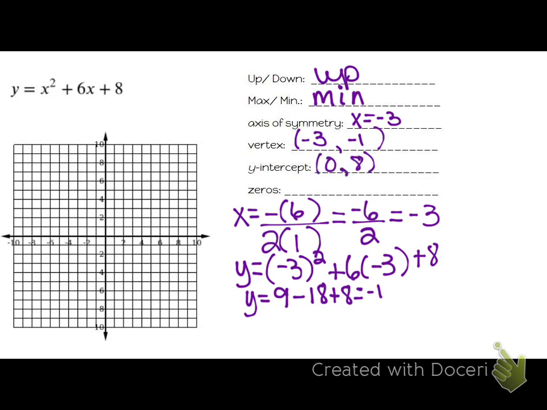And now I'm ready to plot what I know and then figure out what my zeros are going to be. So I'm going to do -3, -1. I'm going to draw my axis of symmetry, which you do not have to draw if you choose not to. Then I have 0, 8. Okay. What's my one other point going to be? -6, 8. Oh, whoops. Needs to go up one, doesn't it? I was at -6, 8.